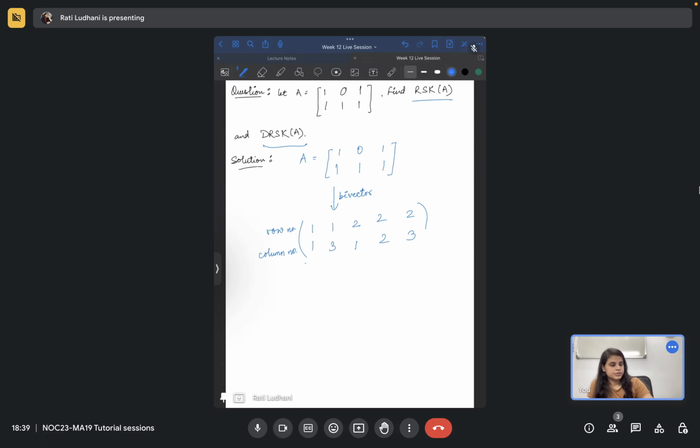First let's calculate what the RSK of A is. For that, we need the insertion tableau on one side, and on the other side you will consider the recording tableau.